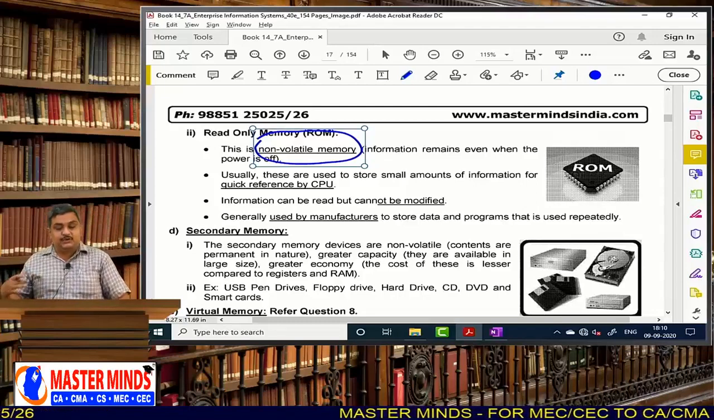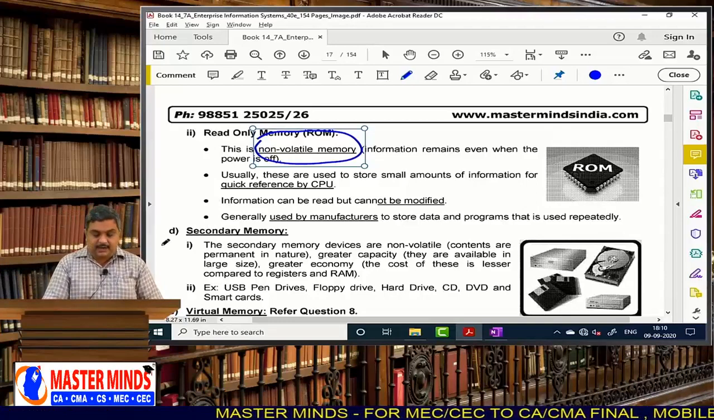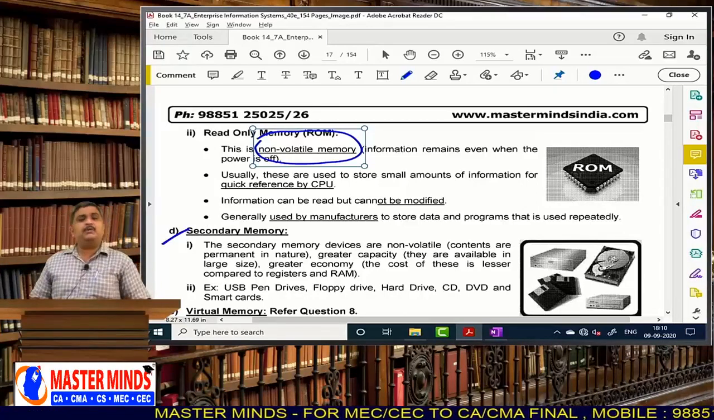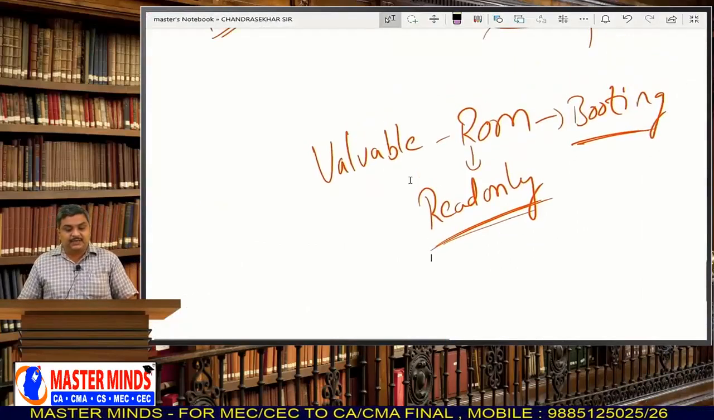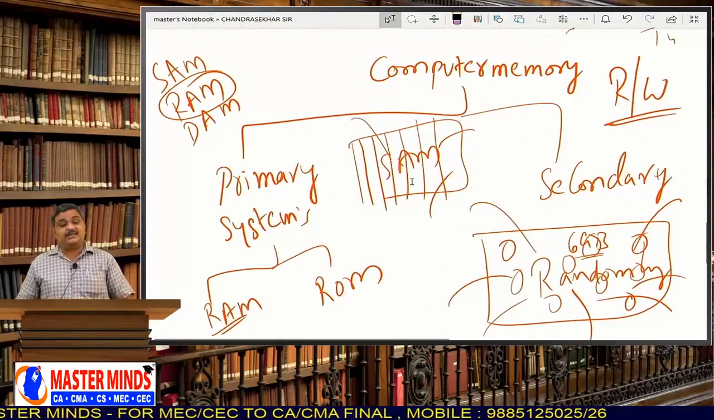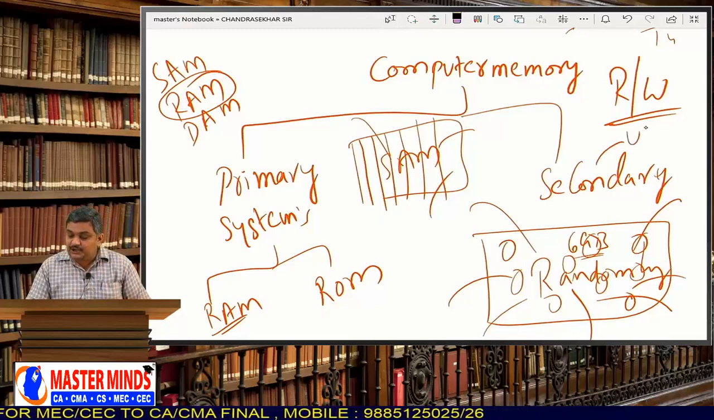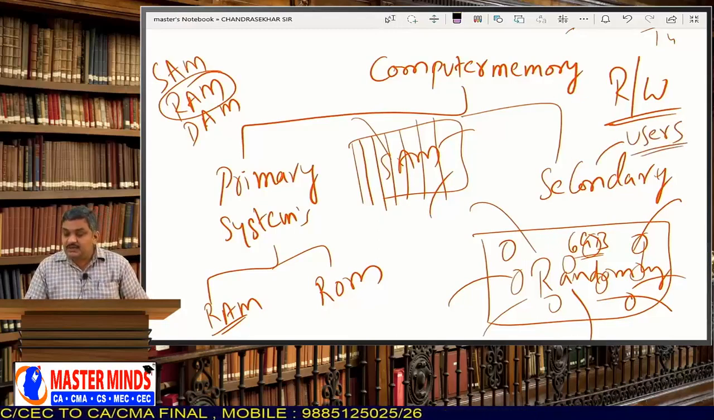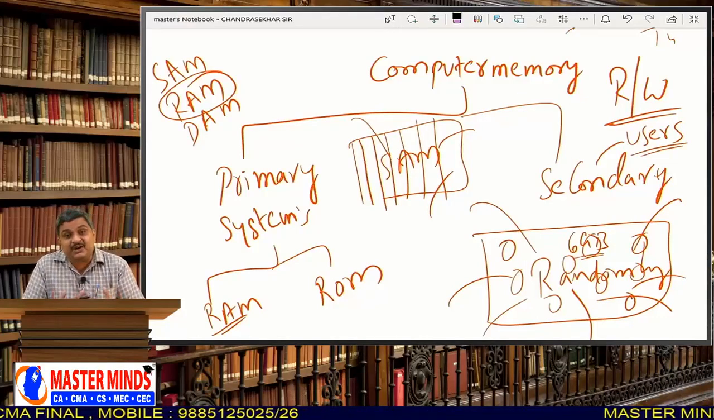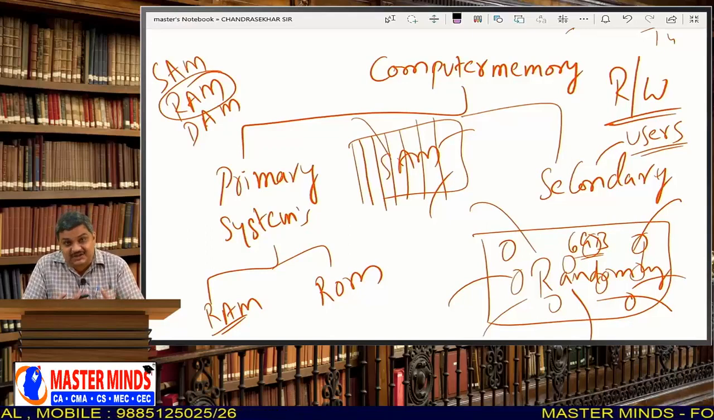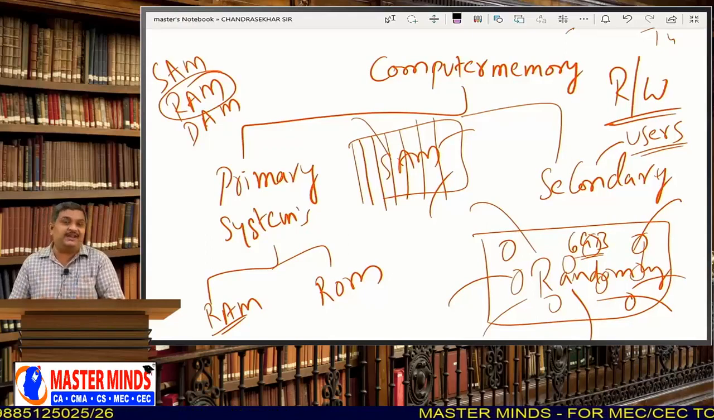And usually these are used to store that I have already covered. Information, that also I covered. And now coming to the secondary memory. Secondary memory means what? See, what classification did I give you here? Primary memory and secondary memory. Primary memory is called as systems memory, whereas secondary memory is user's memory. We use secondary memory to store our data. All the hard disk, pen drives, CD, DVD, SSD, these all come under secondary storage. These are used to store users' data.